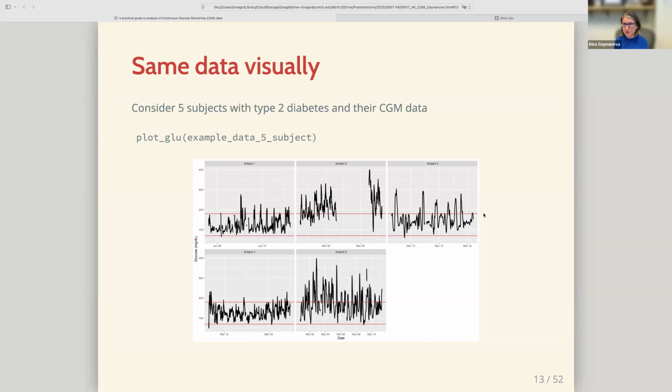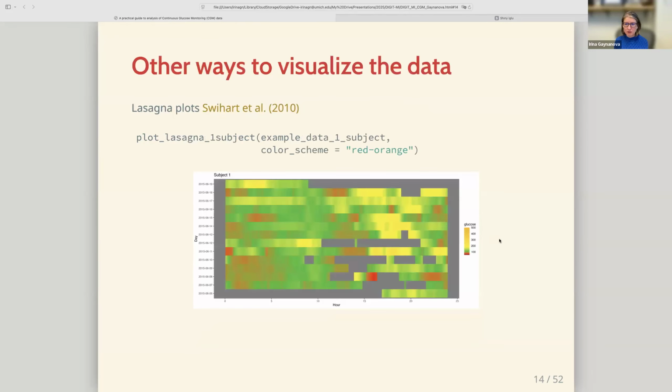This is a very typical representation where you do a time series, and the red lines indicate 70 to 180. All right, there are other ways to visualize it.